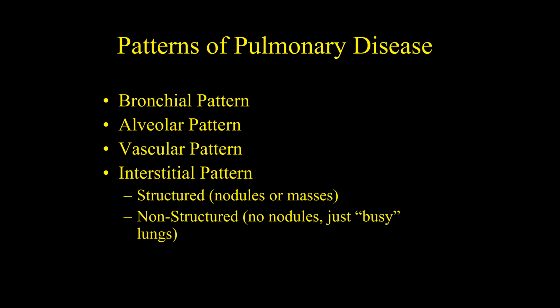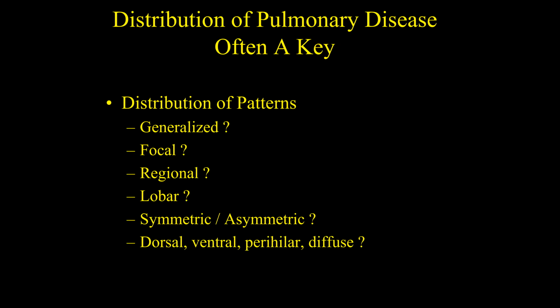So having said that, there's essentially 4 kinds of patterns that you're going to see in the lungs. There's what's called the bronchial pattern, the alveolar pattern, the vascular pattern, and an interstitial pattern. Now, the interstitial pattern is the slightly more complicated one, because there are 2 subdivisions of the interstitial pattern. There is a structured interstitial pattern and a non-structured interstitial pattern. So depending on how you want to look at it, there are either 4 or 5, if you count the subdivisions, patterns that we need to worry about. So let's go through these one at a time.